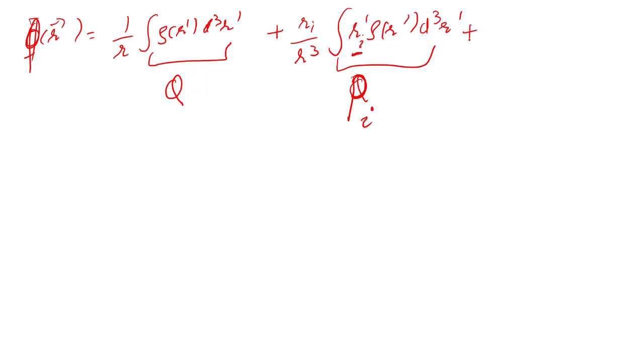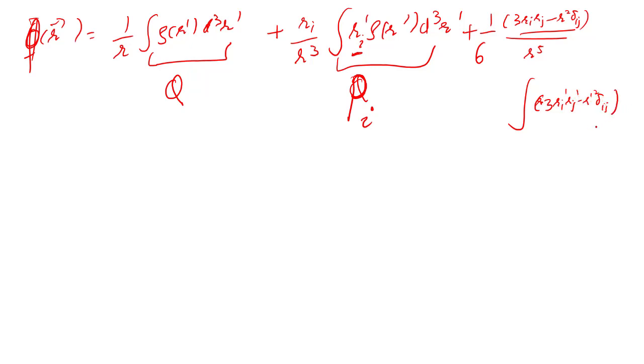Plus, then here, from the mathematical trick that we just did, I have 1 over 6, 3 times ri rj minus r squared delta ij by r to the power 5, and the integral would have a term like this again, 3 ri prime rj prime minus r prime squared delta ij times rho of r prime d cube r prime. So this is what we call the quadrupole moment, qij.